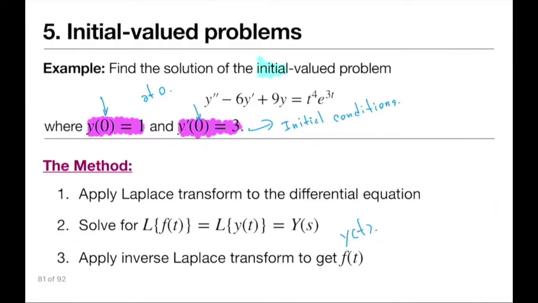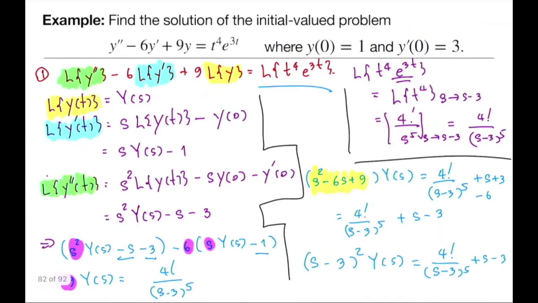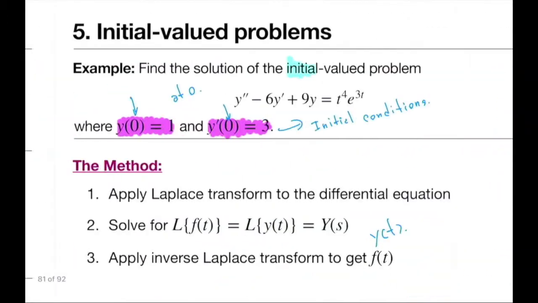So in that case, we have that Y(s). We need to solve for Y(s), right? So we have that Y(s) is 4 factorial divided by (s minus 3) to the 7 plus 1 over s minus 3. And guys, that is the second step. The second step is here, which is to solve for Y(s).